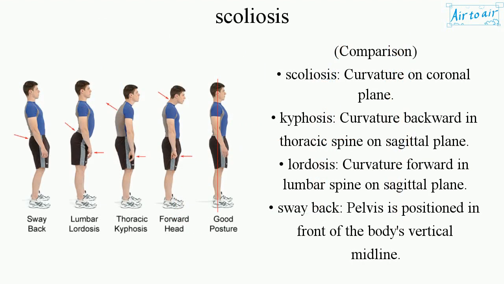Comparison. Scoliosis, curvature on the coronal plane. Kyphosis, curvature backward in the thoracic spine on the sagittal plane. Lordosis, curvature forward in the lumbar spine on the sagittal plane.